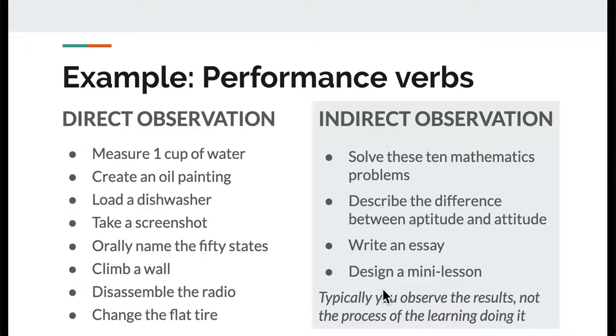So you can't directly measure what they know about the difference between aptitude and attitude until it becomes explicit. Write an essay, same thing. You don't know anything the student knows until they've written the essay and turned it in as evidence. It's indirect observation of their knowledge because of the evidence of what they've written.